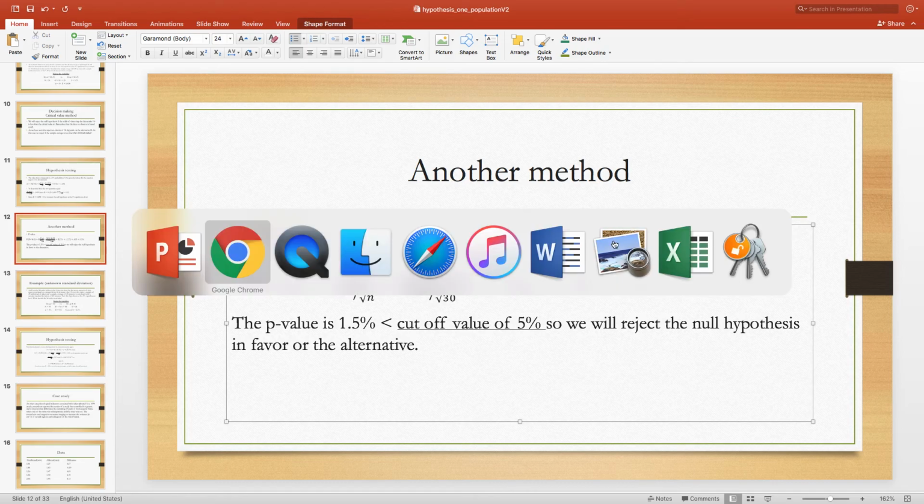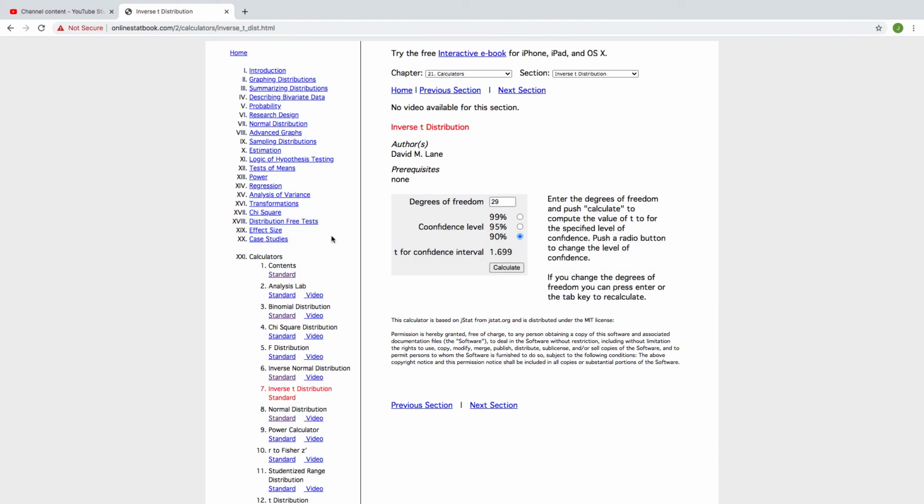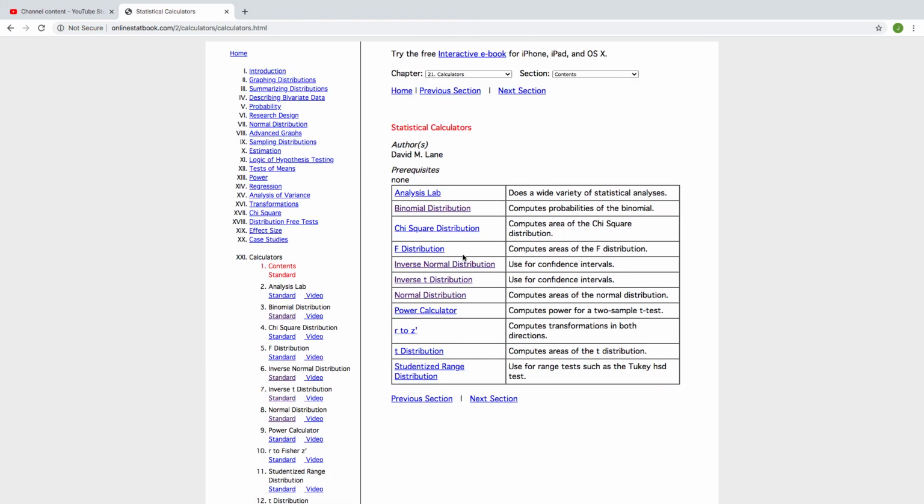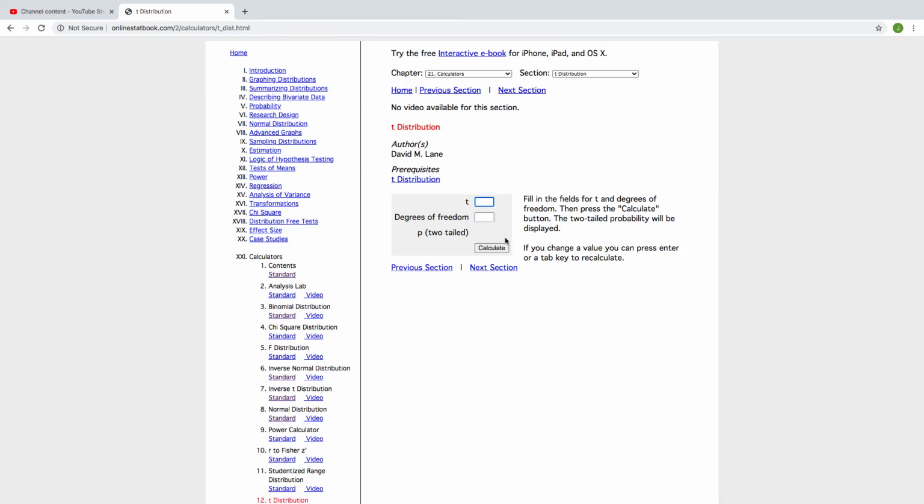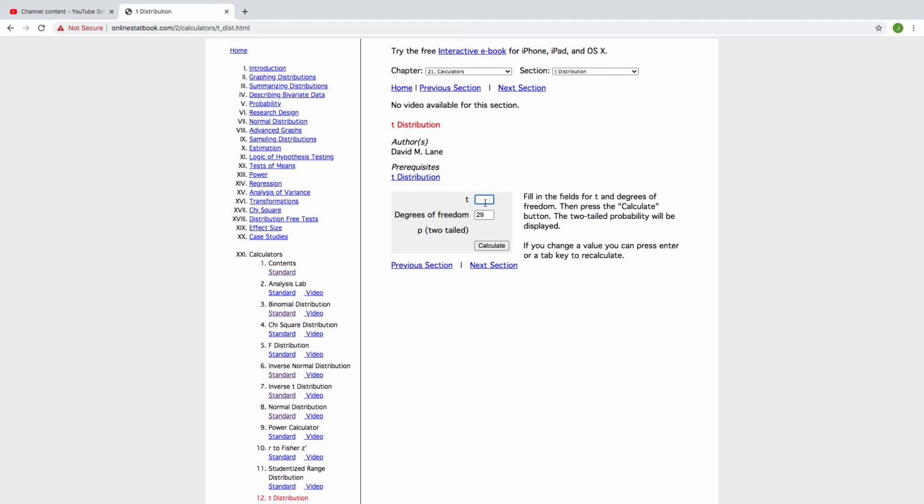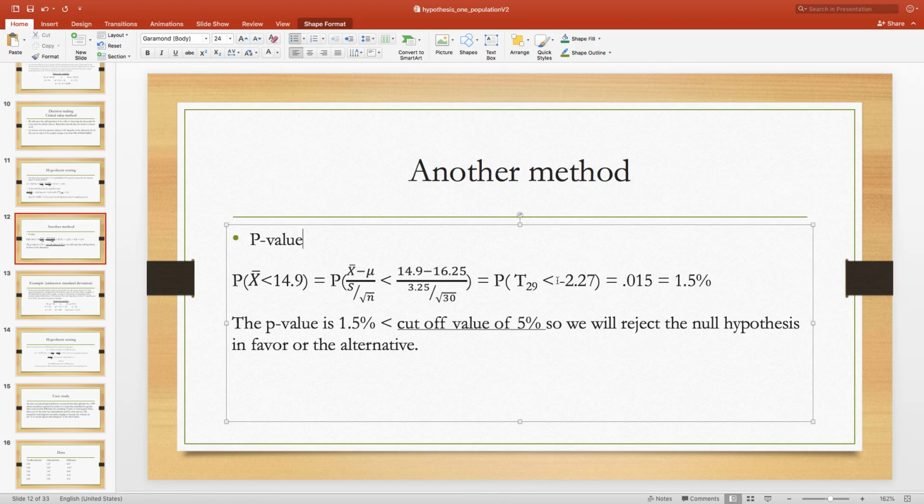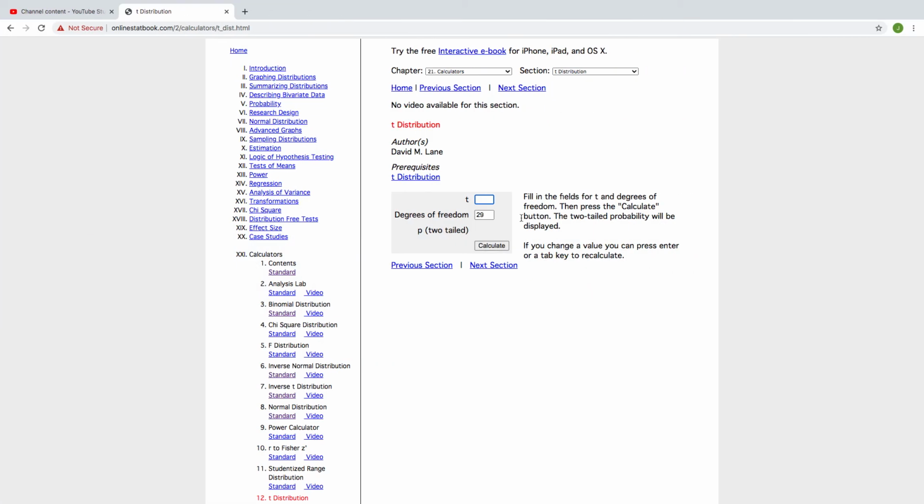Now, you can go ahead and use this online calculator, and here they list them all. I'm going to use just the normal t-distribution. So I'm going to go to this one. I have 29 degrees of freedom. 29 degrees of freedom goes there. And I have this t, so I need that t value. The t value is minus 2.27. And now it tells me the p-value, but it's two-tailed, okay?